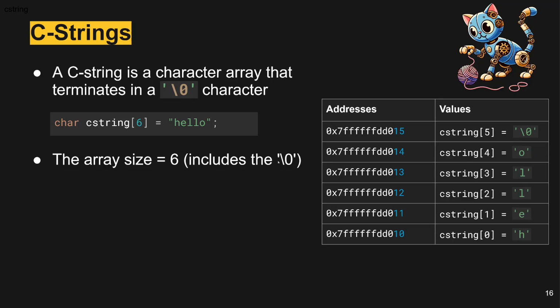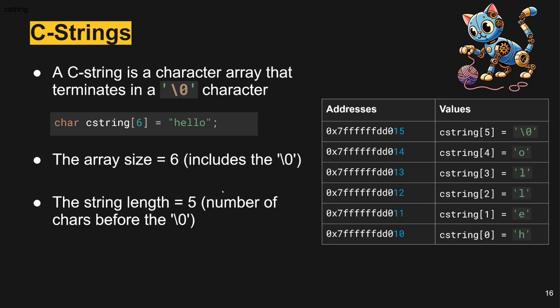The interesting part here is that even though this is only 5 characters we're showing, we always need an extra character. So it needs to be one larger than the number of characters that are inside the string. So even though the array size is 6, it has to be 6 because it includes that \0 on the end. The string length, however, is only 5. 1, 2, 3, 4, 5 characters before the \0.